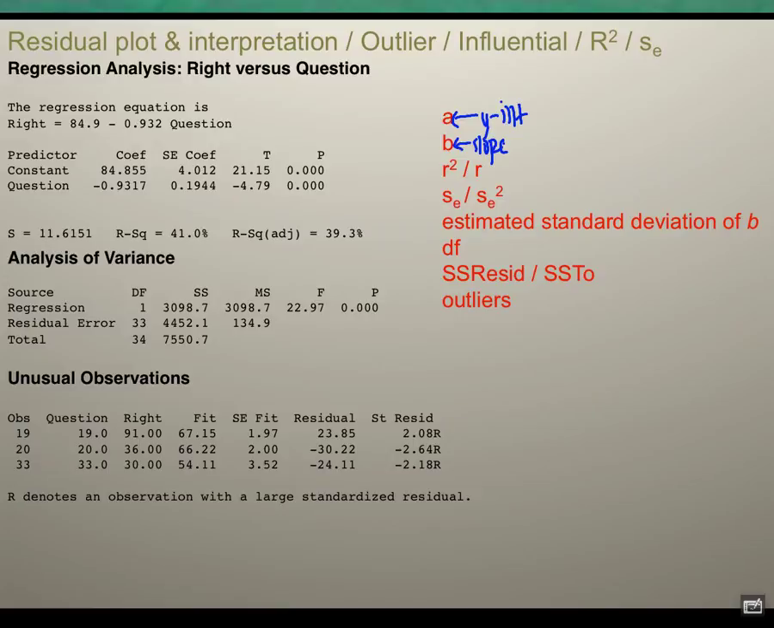Okay, so up here is where you see your regression equation. So this is our y-intercept, so that's A. This is our slope, so that's B.